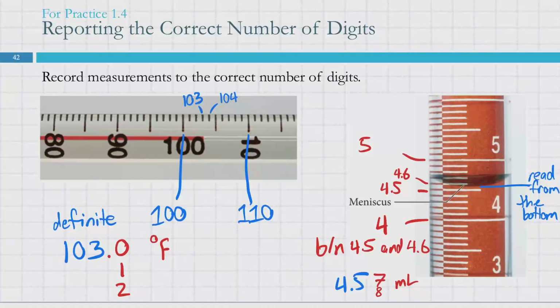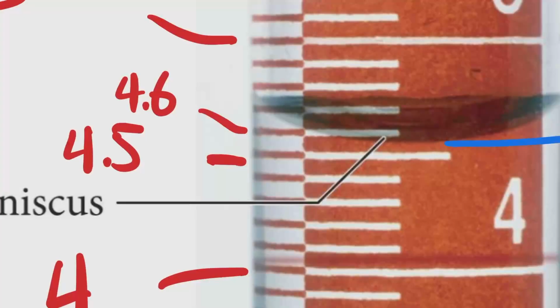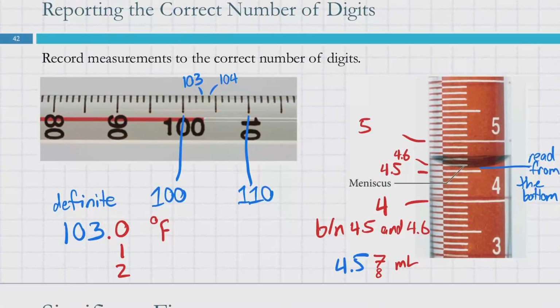Questions about either of those readings? We will be doing a lot of such readings in lab. Where did you get the 7, not like say 3 or 4? So 7 or 8, because it looks to me like this line, the bottom of the meniscus, is more than halfway between this long mark and the next one, the 4.5, the 4.6. So it looks like it's more than halfway, and I'm just estimating it's maybe 7 or 8. Okay. Other questions?